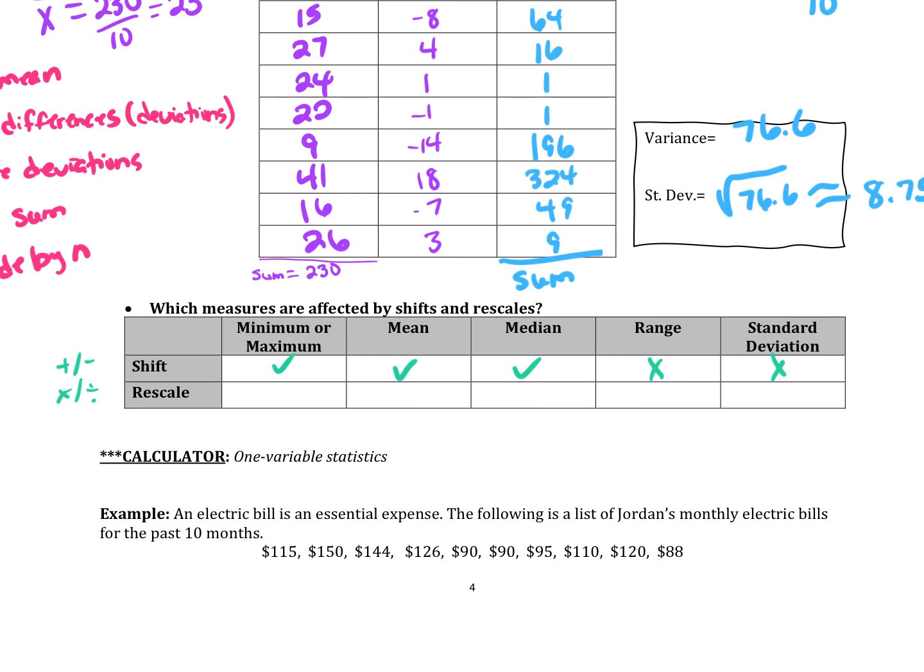Whereas if we are rescaling, like if we take all of these numbers and double them, that type of thing, then I want you to think about the fact that everything would get affected there. The min and maximum values would, what our mean would be, what our median would be, and then what our range and standard deviation is, okay?